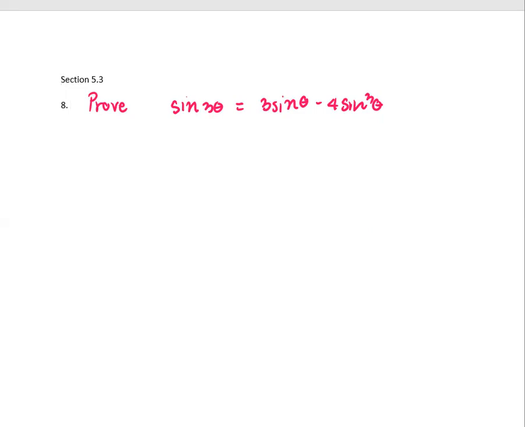Homework section 5.3, number 8. We are going to prove the following identity: sine of 3 theta equals 3 times sine theta minus 4 times sine of theta to the power 3.